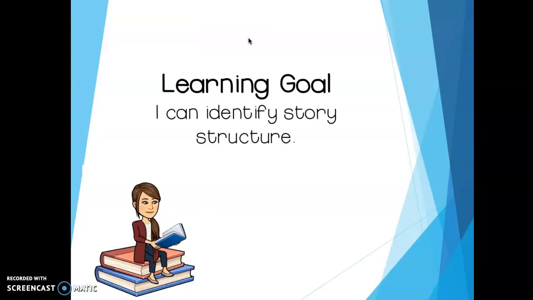Your learning goal today was to identify story structure. See if you can identify a story structure in some text that you're reading.